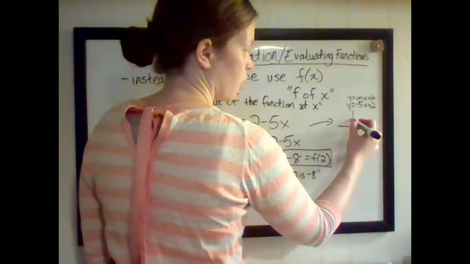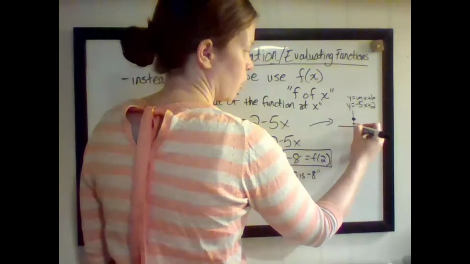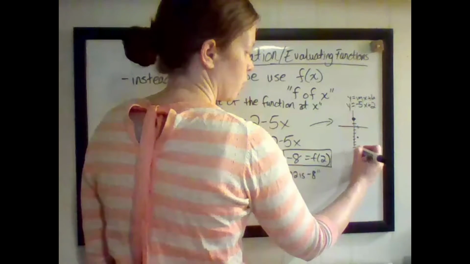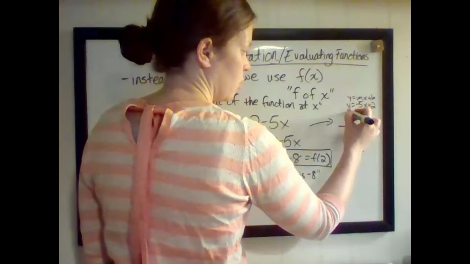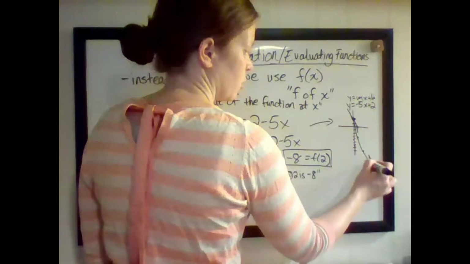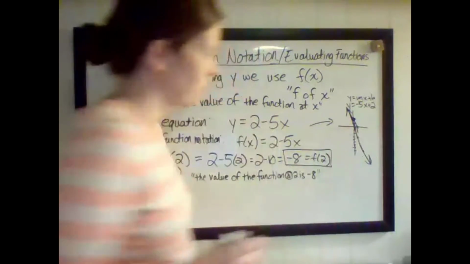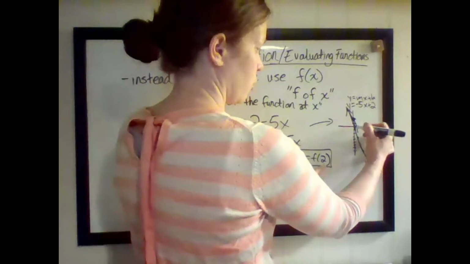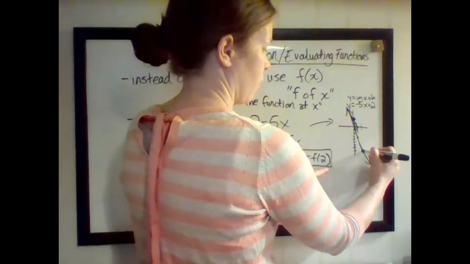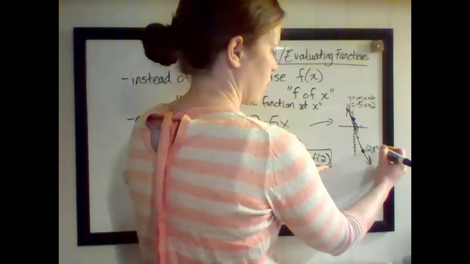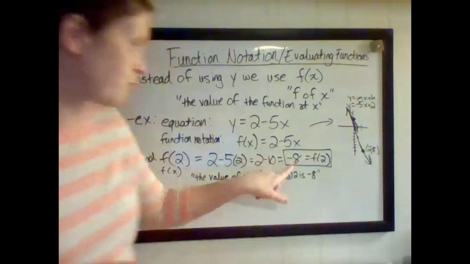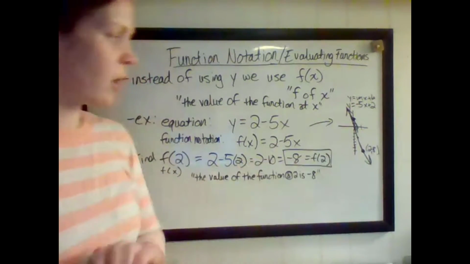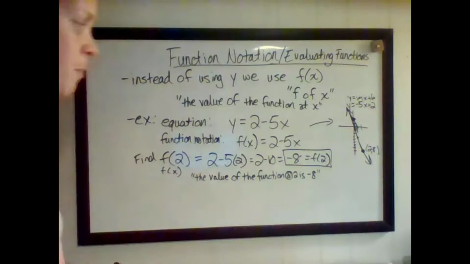So I would start at 2, and I would go down 1, 2, 3, 4, 5 over 1. Down 1, 2, 3, 4, 5 over 1. So here's my line. Imagine it's straight. This is stating that when x is 2, the y value is negative 8. So that point is 2, negative 8. This is just showing that that's the value of the function. The y value is negative 8, or the function value is negative 8.